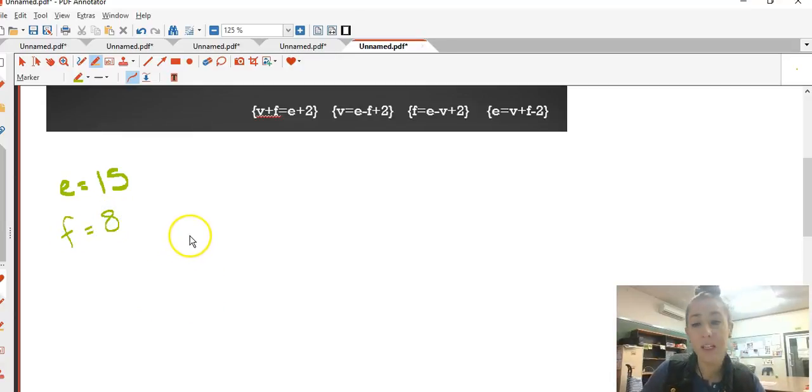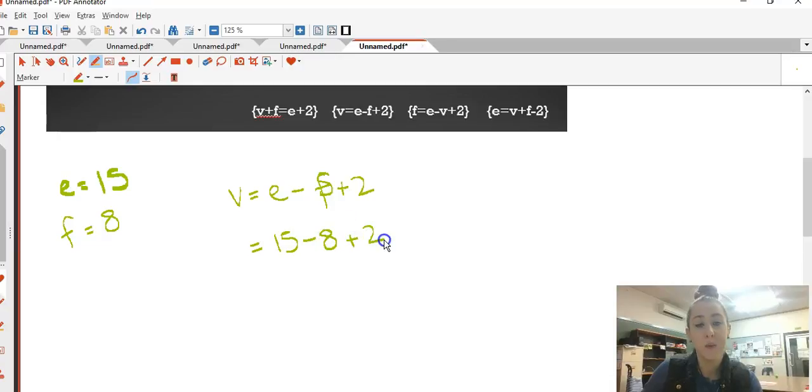So we're looking for the number of vertices in the graph. So I'm going to go ahead and use this formula here because I'm looking for V. So vertices is equal to the number of edges minus the number of faces plus 2. So then I'm just going to go ahead and plug in my value. So I know that E equals 15, F was equal to 8, and then we had our 2 on the end. So you go ahead and solve that.